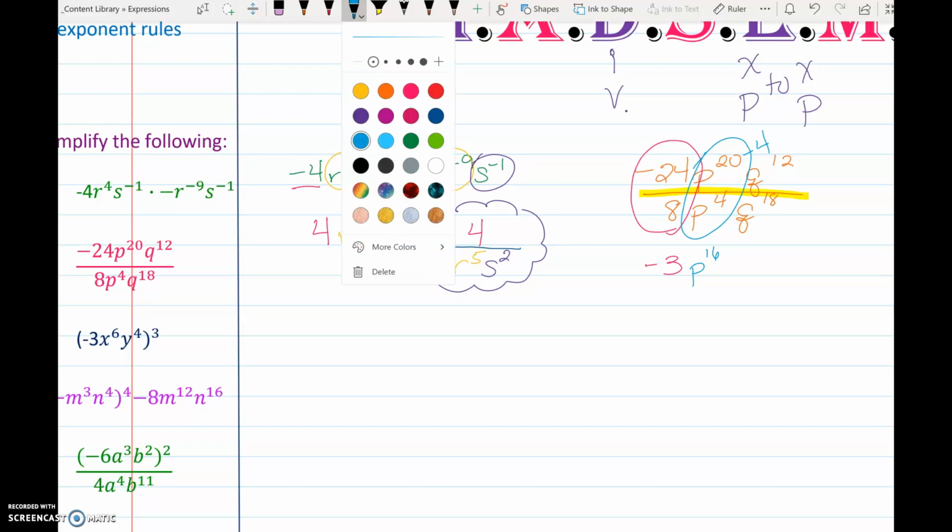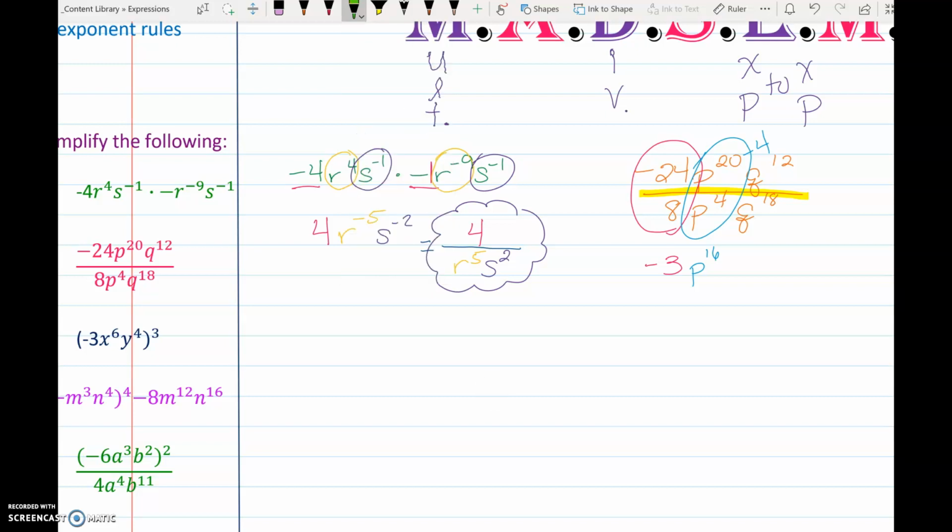Now, when you're going to the next one, there are 2 ways you can do this. You can use your subtraction rule, but I really like to think about this so that there's something I don't have to do in the end. I like to look, where are there more q's? Are there more q's in the numerator or in the denominator? Well, I have 18 in the denominator and only 12 in the numerator. So if I subtract 12 from 18, I'm left with 6. But where are the 6 q's left over? They're left over in the denominator. So over q to the 6.